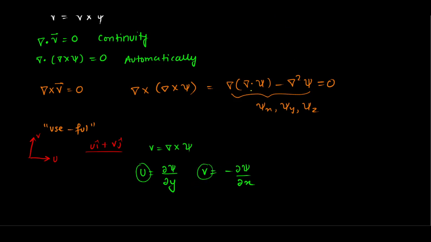And previously, when we had the potential flow, from potential flow, if you want to find u, it is nothing but del phi by del x, and v is del phi by del y. So this is what you have from the potential flow, and this is from the stream function.